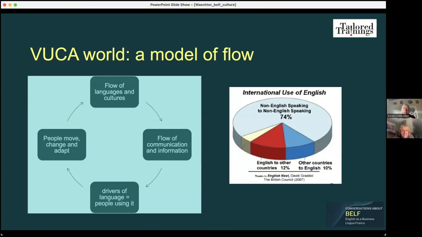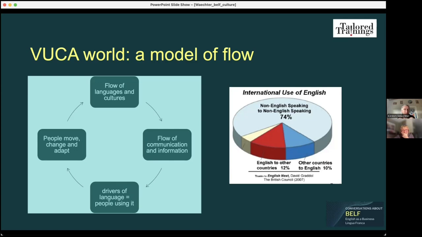So what we had were these different streams of flow. We had this flow of languages and cultures, and people needed a common vehicle to communicate. We had this flow of communication and information. And what we learned at university, and that was, I think, maybe one of the most important things, was English is a creative language. English isn't something that's set in stone. I think no language, unless it's very dead, like ancient Egyptian or Latin, is actually set in stone, because it's shaped by the people who are using it.